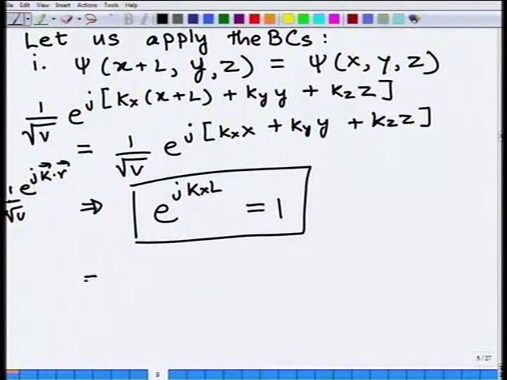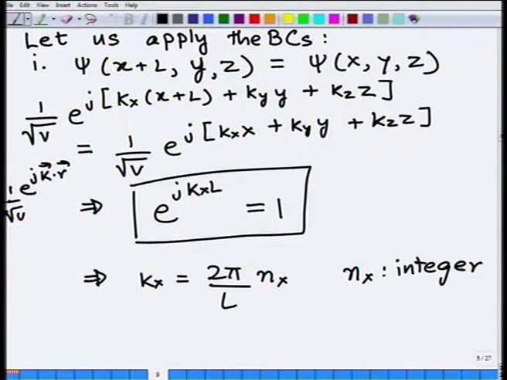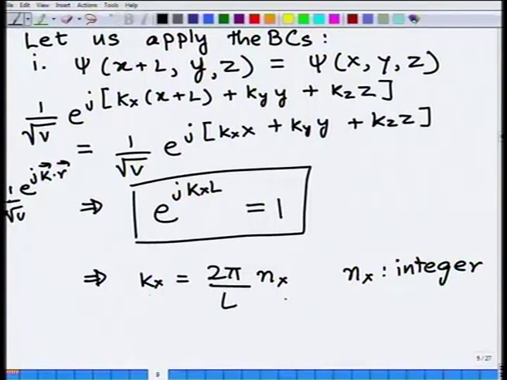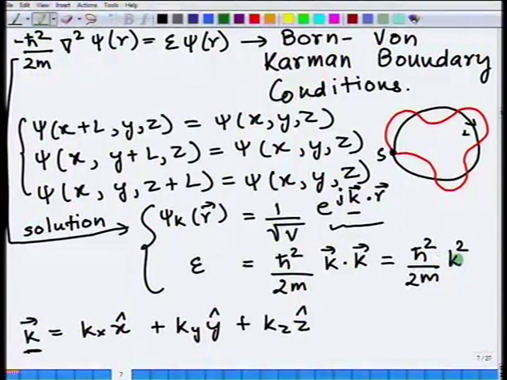This forces k_x to not be any value; k_x can only be 2 pi by L times n_x, where n_x can only be an integer. Notice that our value of k_x is quantized. So n_x is a quantum number, and in that sense k_x is a quantum number. Since n_x can only be an integer, k can take only definite, fixed values, and recall that k is related to energy.